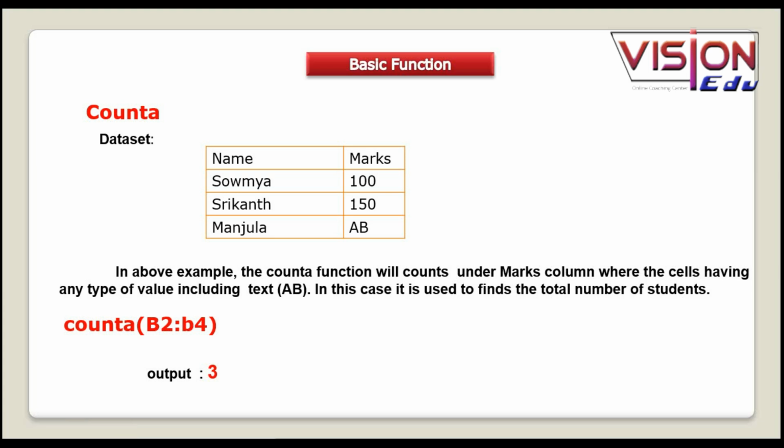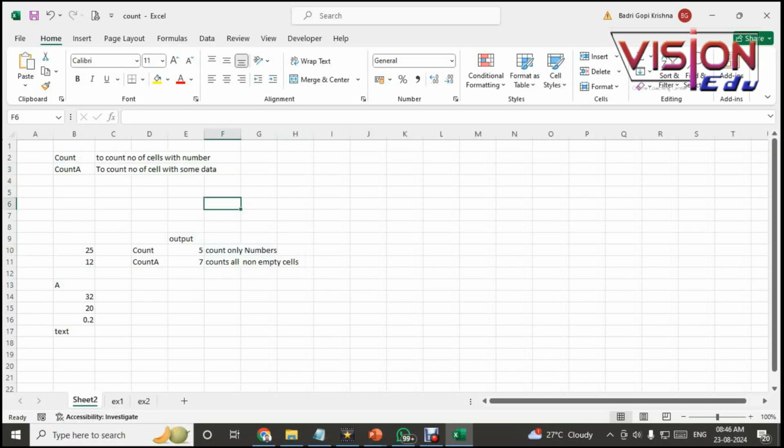Let us see it in MS Excel. First, the COUNT function we already discussed. It is used to count the number of cells with numbers. COUNTA is used to count the number of cells with some data. COUNT excludes the text-related data, and COUNTA skips the white space and null values. It can skip the null values.